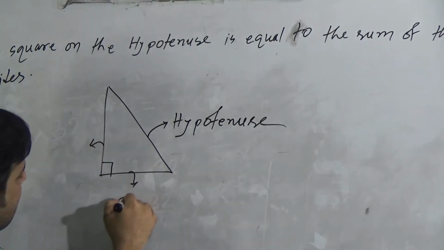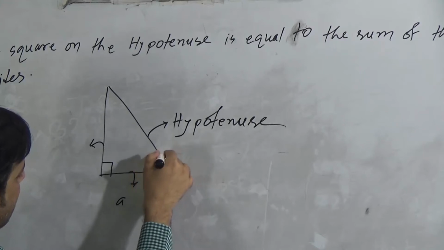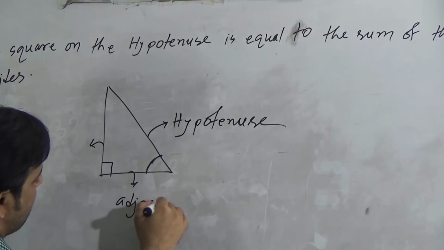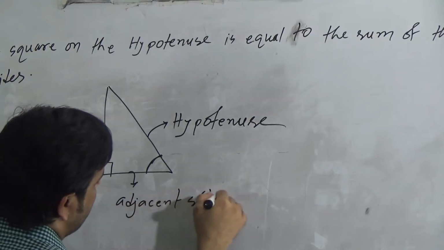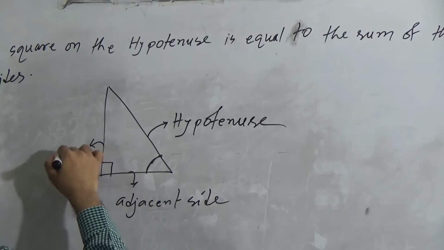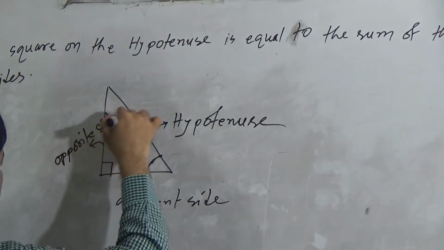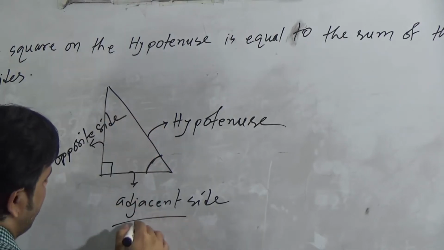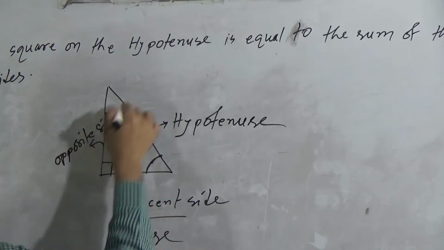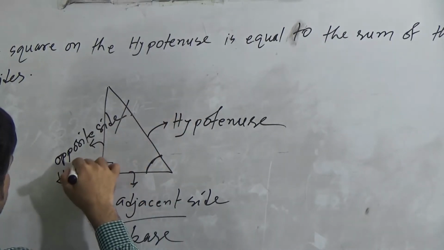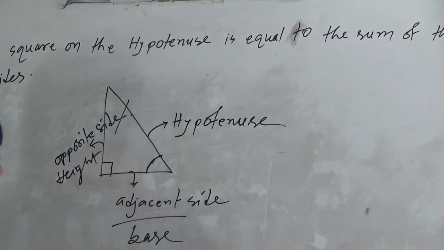This is known as adjacent side. If we consider an angle here, so this is adjacent side and this side is known as opposite side. We can say this is base also, and this is height. This side is also known as height or perpendicular. Okay dear students, so what is the Theorem of Pythagoras?